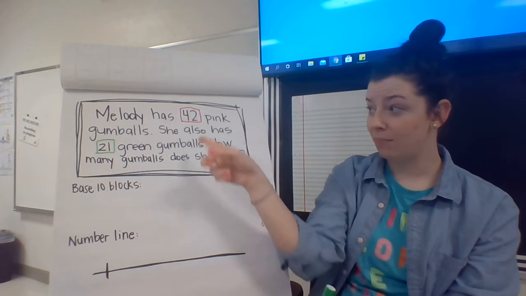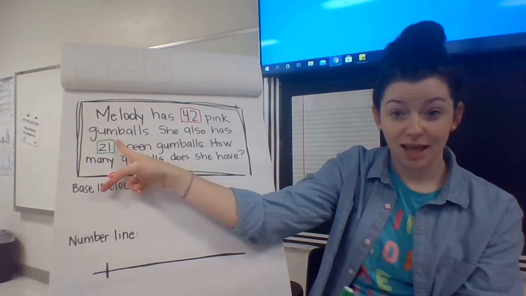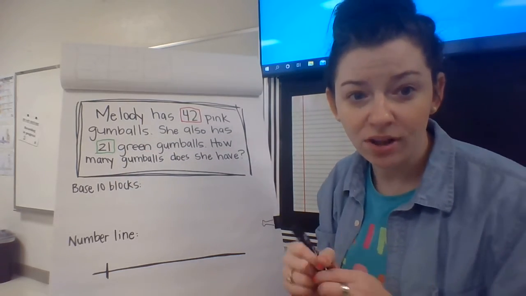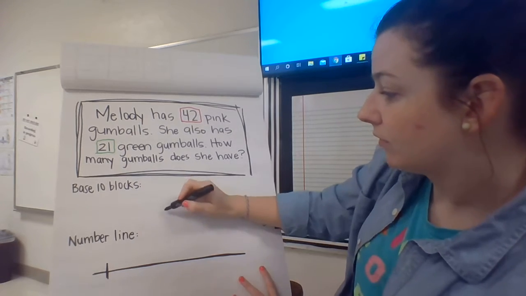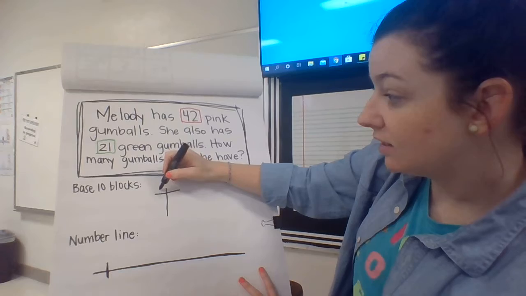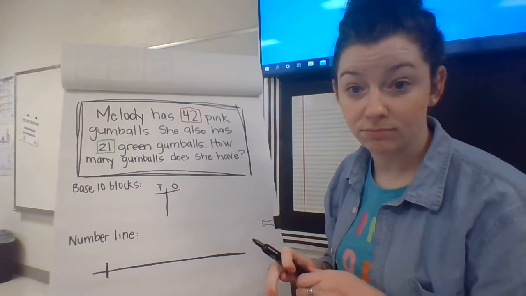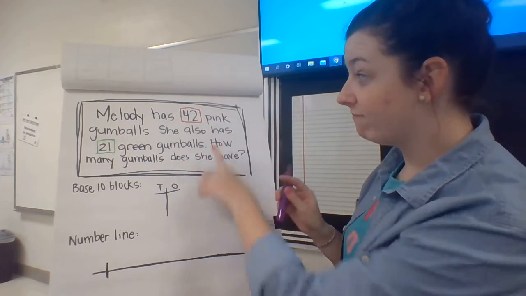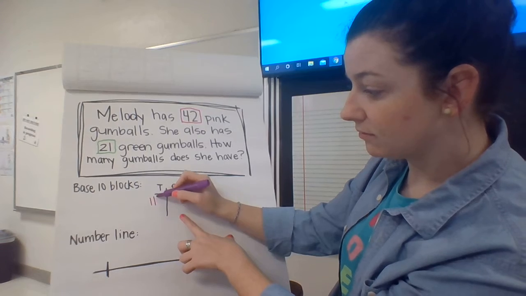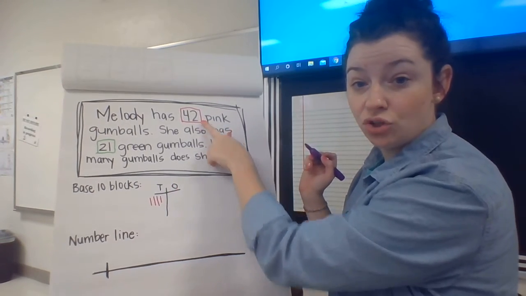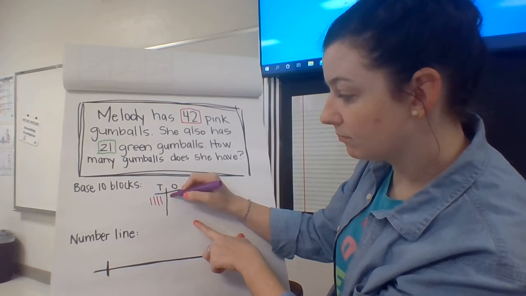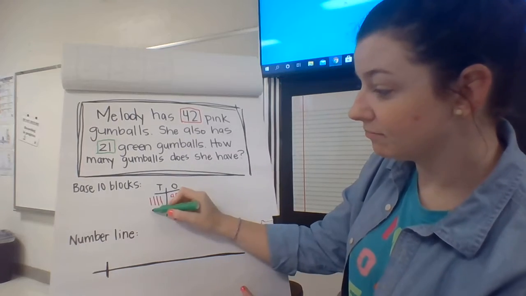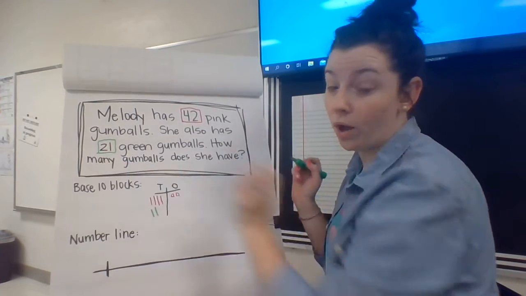And I'm going to draw base 10 blocks that match 42, and I'm going to draw base 10 blocks that match 21, okay? And I'm going to put my tens and ones together for each of these numbers. So let me model for you. This would be my tens, this would be my ones, all right? And I'm going to draw tens on this side, ones on this side. So for this number, I have 4 tens, and I have 2 ones. For this number, I have 2 tens and 1 one.